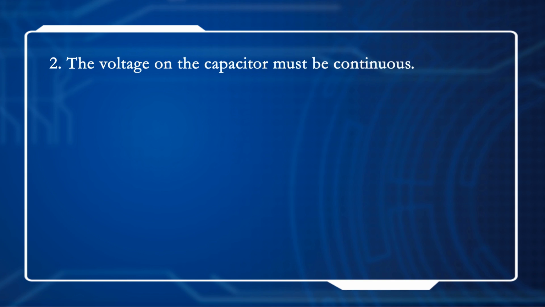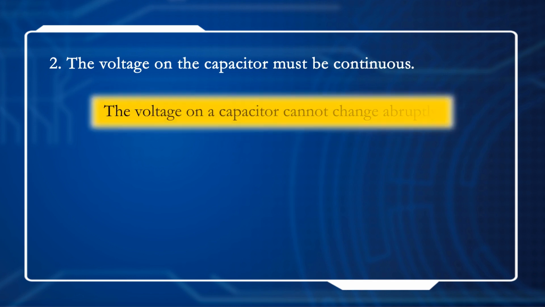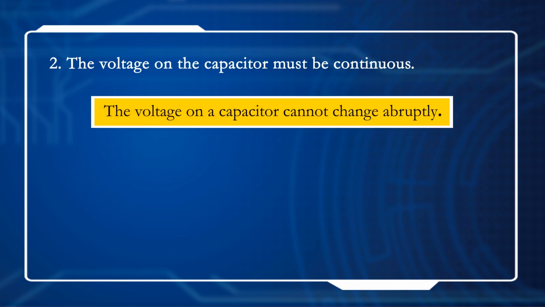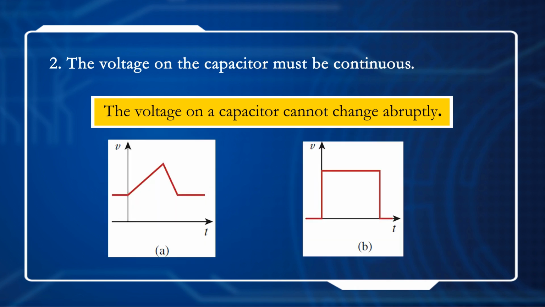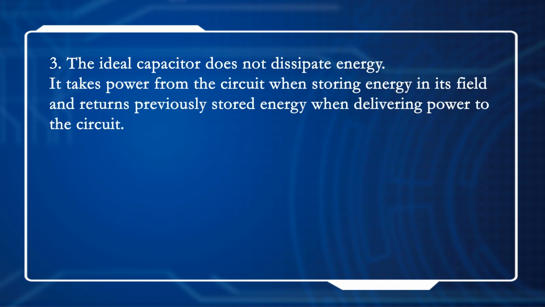Second, the voltage on the capacitor must be continuous. That means the voltage on a capacitor cannot change abruptly. For example, the voltage waveform in graph A is allowed for a capacitor, while the waveform in graph B is not allowed for a capacitor, because the voltage in graph B is not continuous.